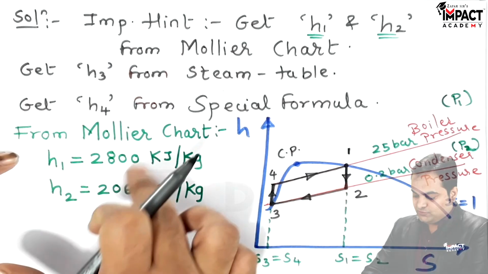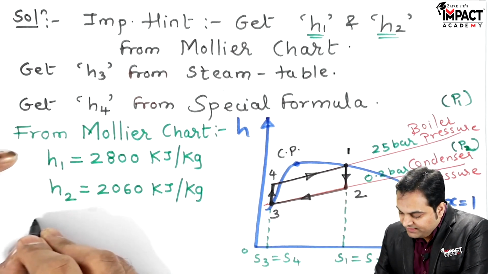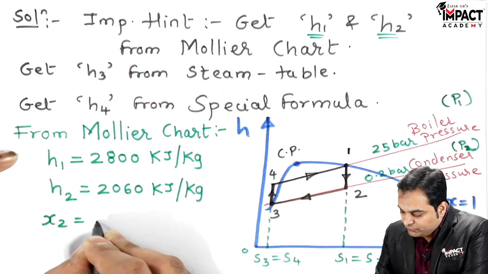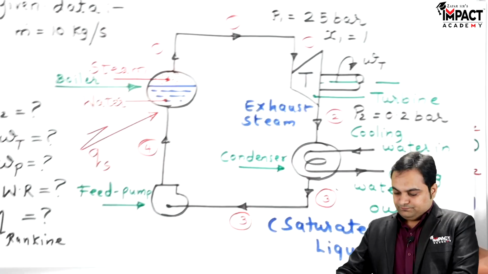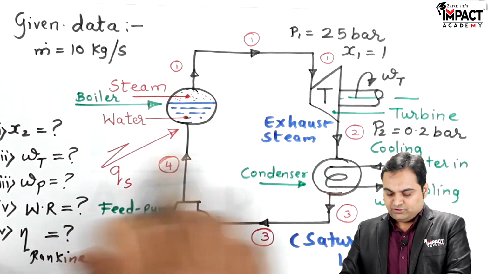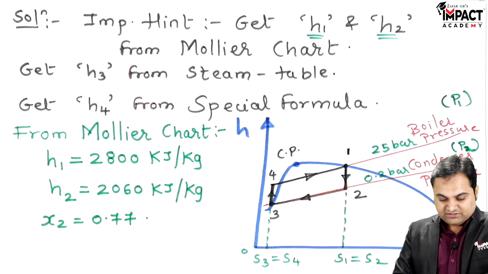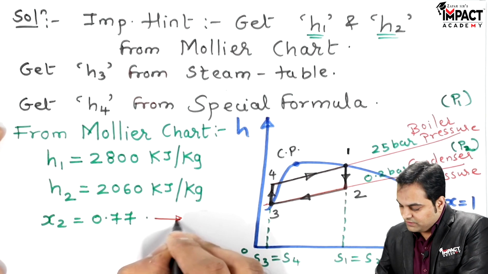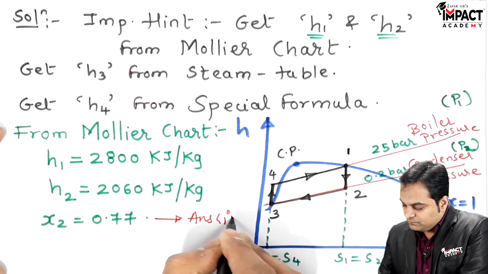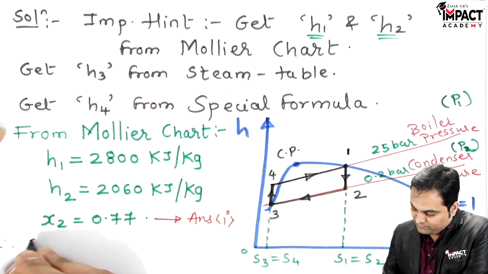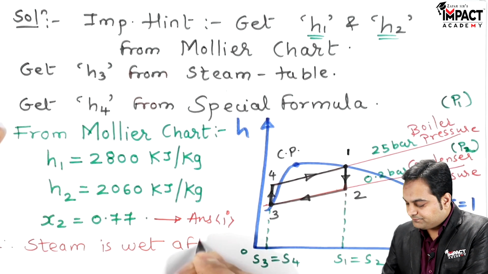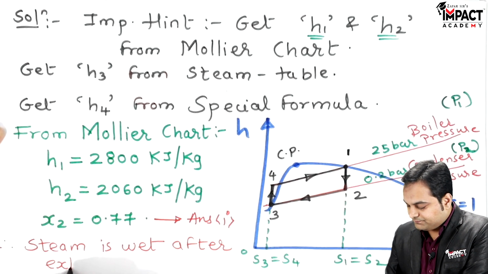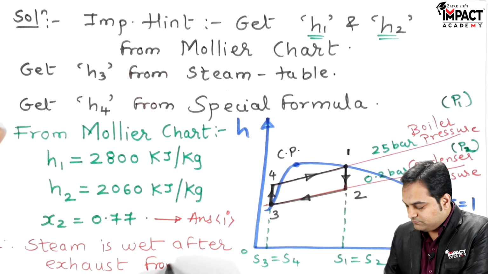From the Mollier chart, H1, H2 values I have noted, and similarly X2 is 0.77. So the first question I found out, that was we have to see the quality of steam at the exhaust. So X2 has been found out. I can say that this is the first answer, answer 1, and therefore I can comment on this that the steam is wet after exhaust from turbine.